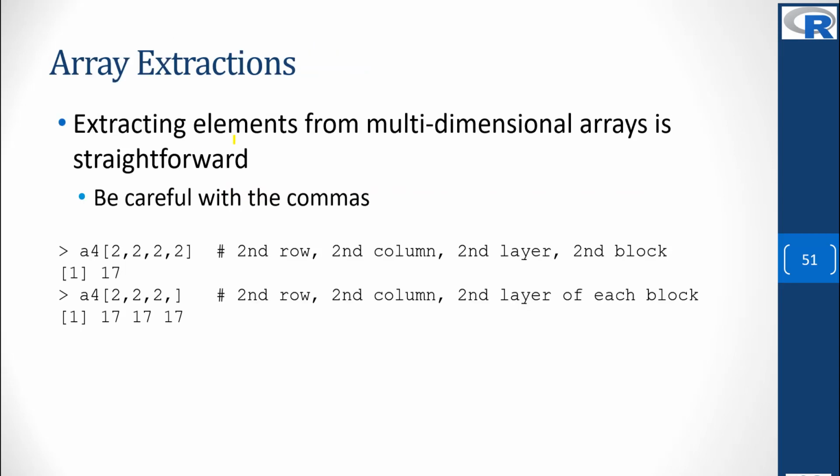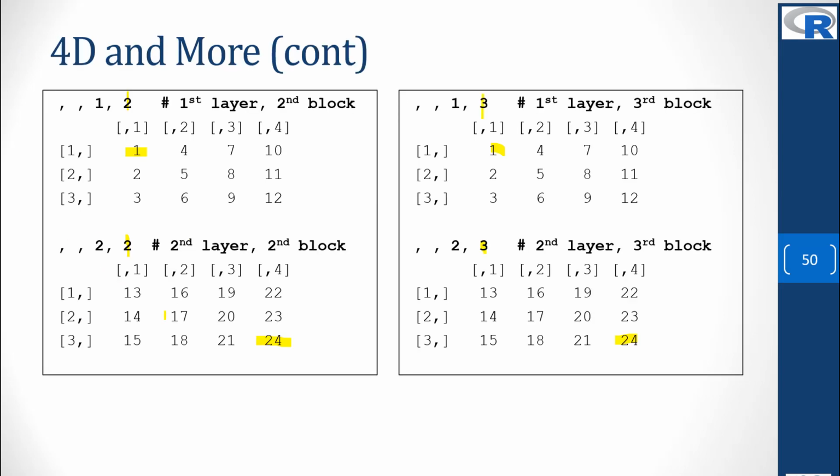If we want to extract elements from a multi-dimensional array, it's the same as before, same as you'd expect, but you've got a bunch of numbers, and you make sure you do the right number of columns. This gives us the single element value, row 2, column 2, slice 2, block 2, which just happens to be 17. If we look back up at our data, the second block, slice 2, and row 2, column 2 is that 17 there.